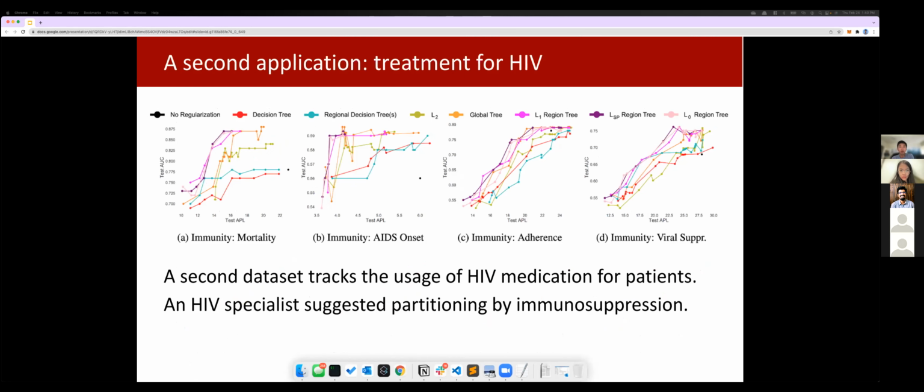Then we did a second data set. Actually, Sonali, one of our co-authors, conducted this, where she has access to a data set with treatments for HIV, and we did a similar analysis, and the results are roughly similar.